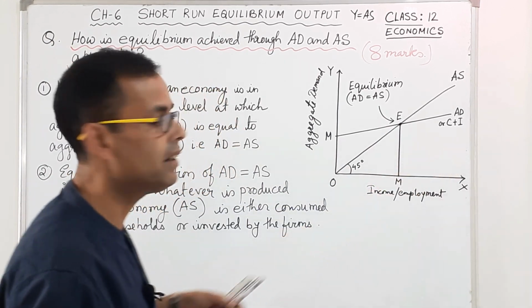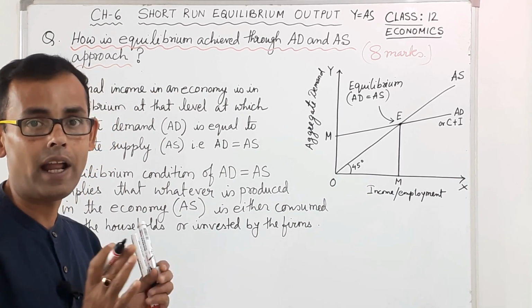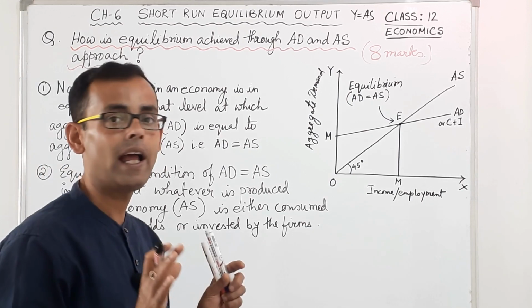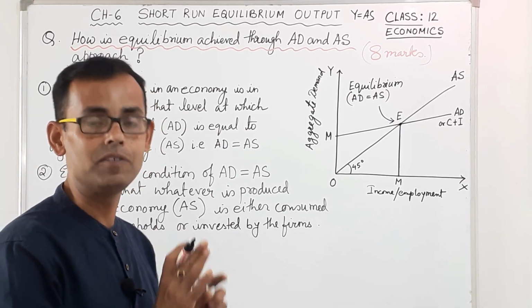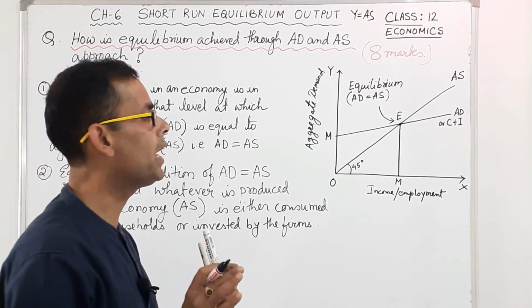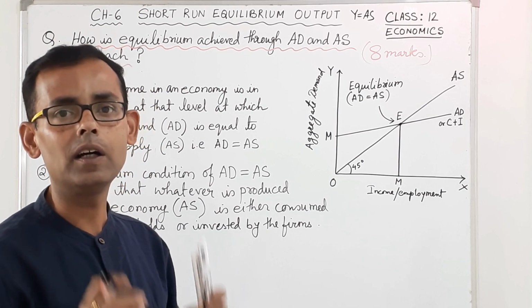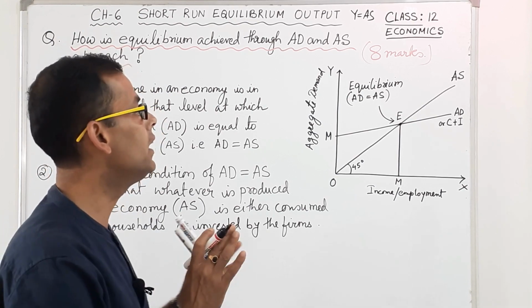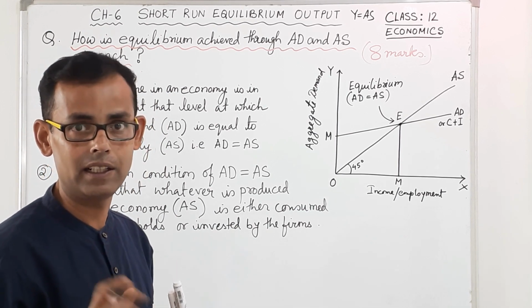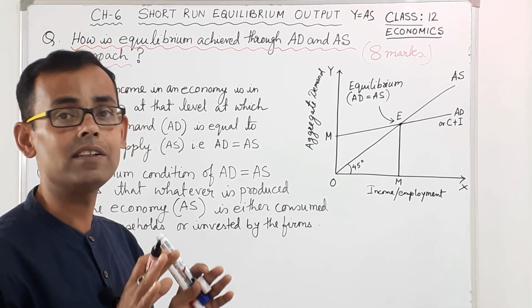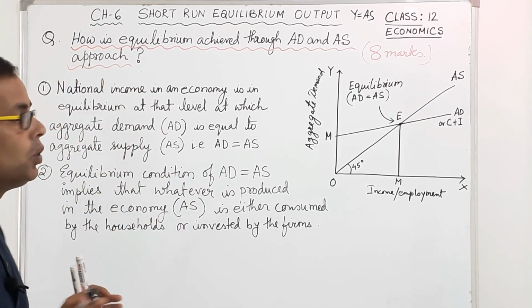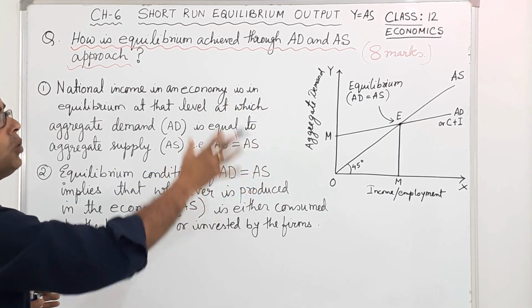Clear? And then some more things we are assuming. We are assuming that the price is constant. Then we are assuming that at this given price, the suppliers are willing to supply whatever goods are demanded by the consumers. Clear? So these assumptions we are taking. And we are assuming that it is a short run period. Clear? So now let us know more about this question, how we will solve it.